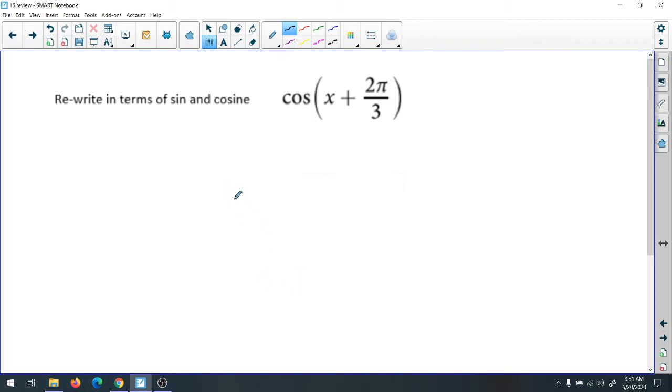Rewrite in terms of sine and cosine: cosine of x plus 2 pi over 3. By the way, pi over 3 is 180 divided by 3, which is 60, so 2 pi over 3 is 60 times 2, which is 120 in degrees.